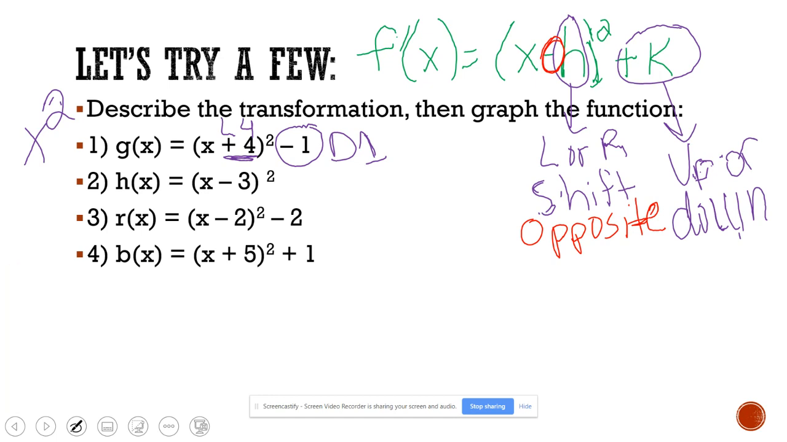In number 2, we have this right here inside, which is our h value. So again, from our parent function of x squared, we went opposite of -3. So we really went +3, which makes that a right 3. So we're sliding our parabola to the right 3. And then there's nothing added or subtracted out on the outside. So we have no up or down.